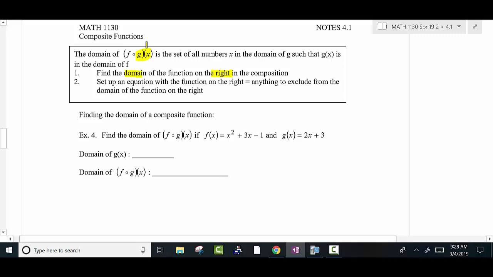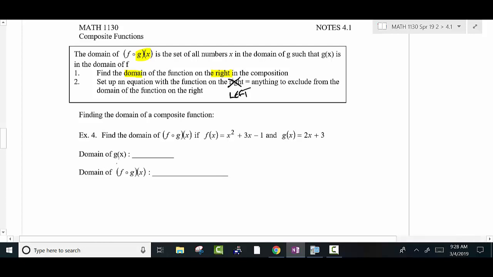Then you got to consider this. Now, I don't usually show it this way. The textbook says set up the function on the right to anything you exclude from the function on the right. This is supposed to be left right there. You need to scratch that out. I'm not going to teach it this way, though. I usually just tell students to find the composition of g of x, do the composition, and then find the domain of whatever your result is.